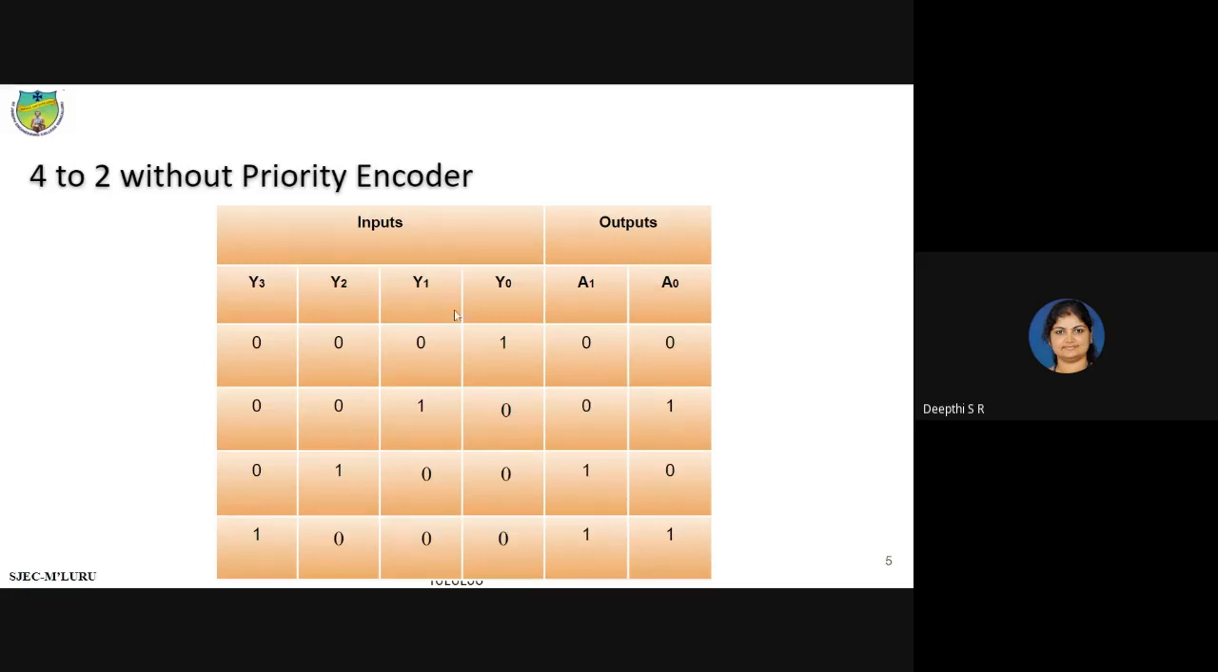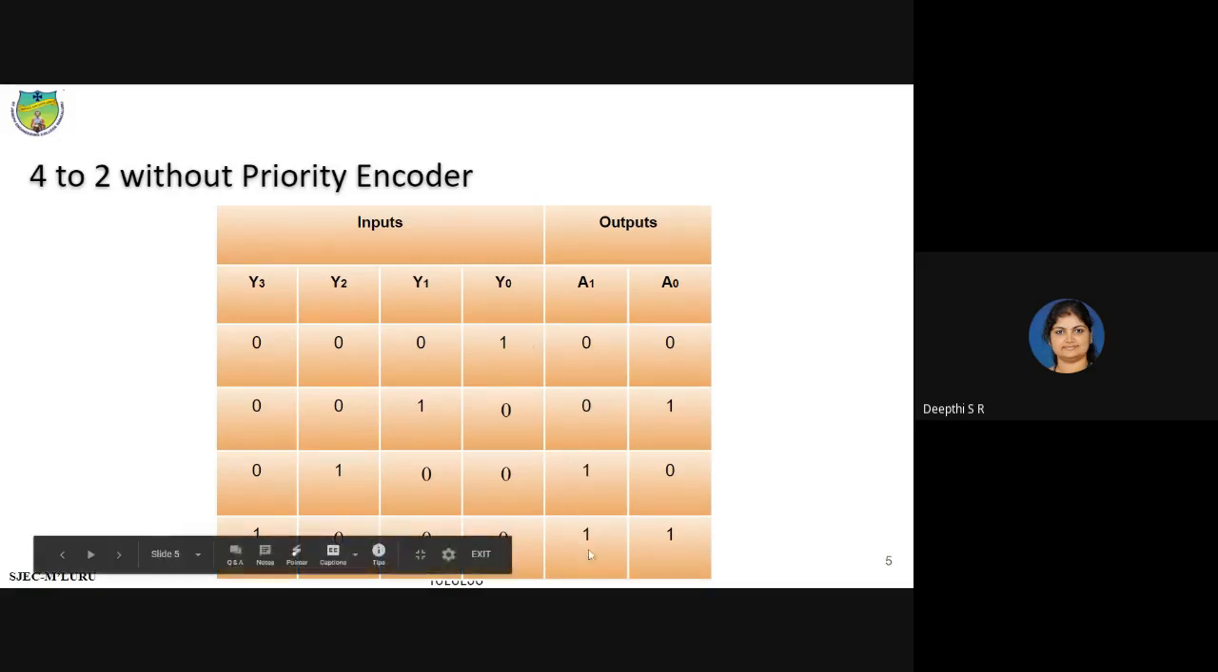So by looking into this truth table only, you can write the Boolean expression. So if you see here for the A1, the A1 is high when Y2 is high as well as Y3 is high. So when Y2 is high and Y3 is high, you will get the A1 as high. So you can write the expression as A1 is equal to Y3 plus Y2.